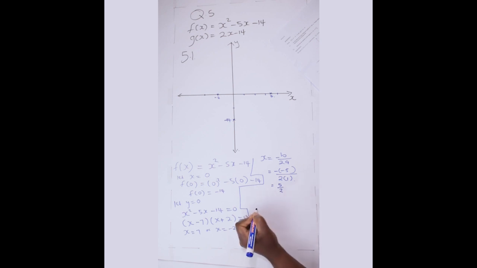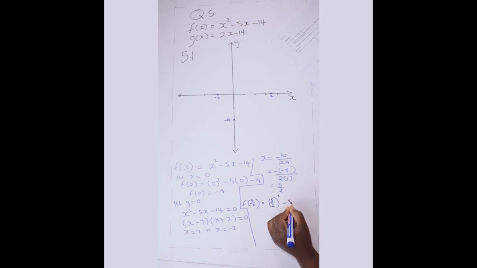And after finding the x, we need to find the y. Remember to take the x value and substitute it into the original equation, which is f of x. So now it will be f of 5 over 2 equals 5 over 2 squared minus 5 times 5 over 2 minus 14.